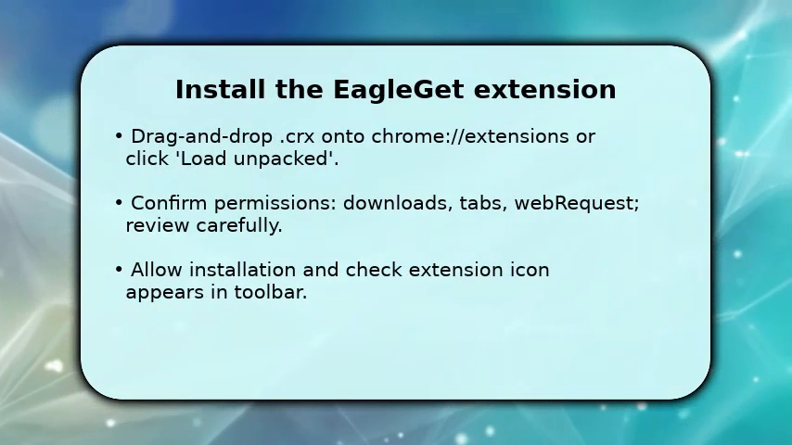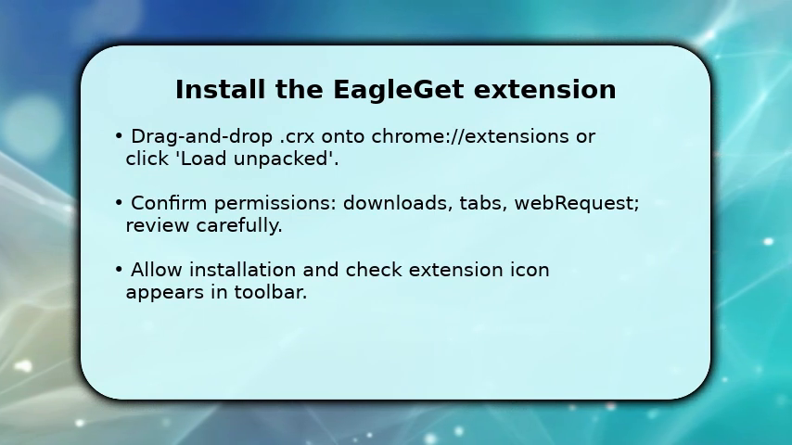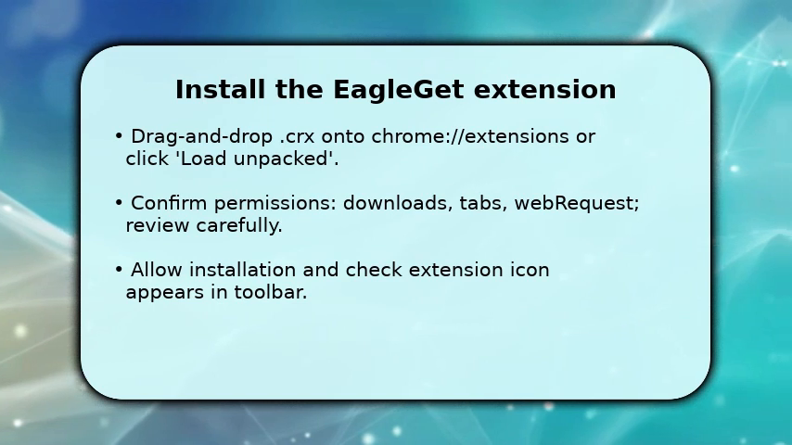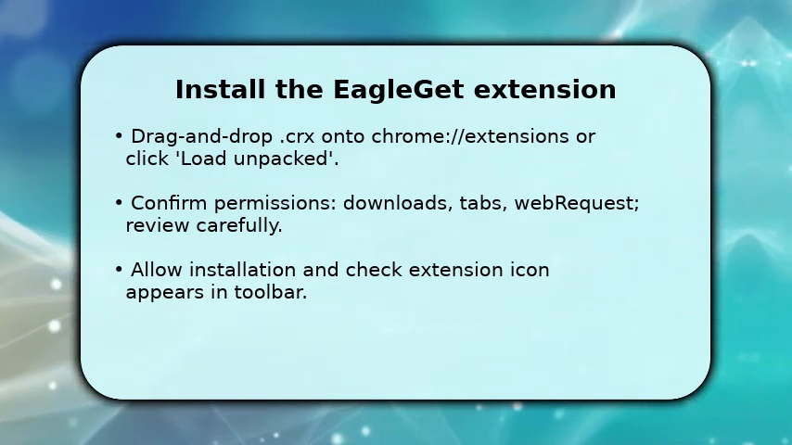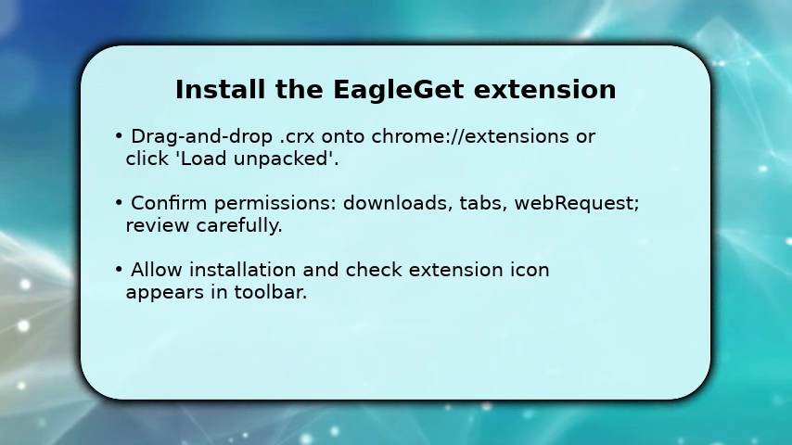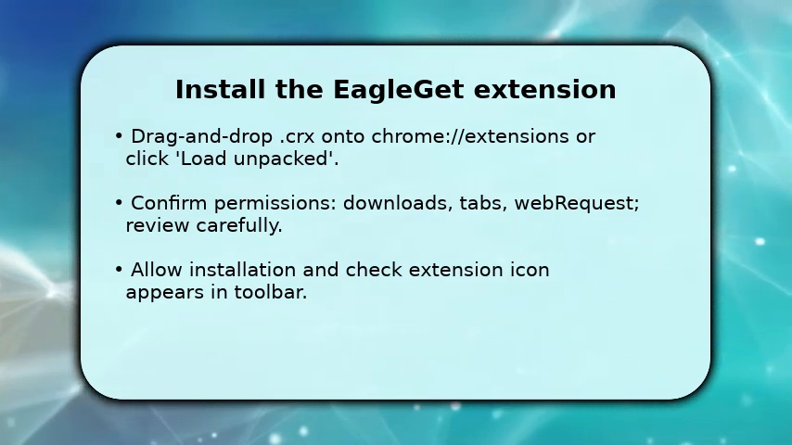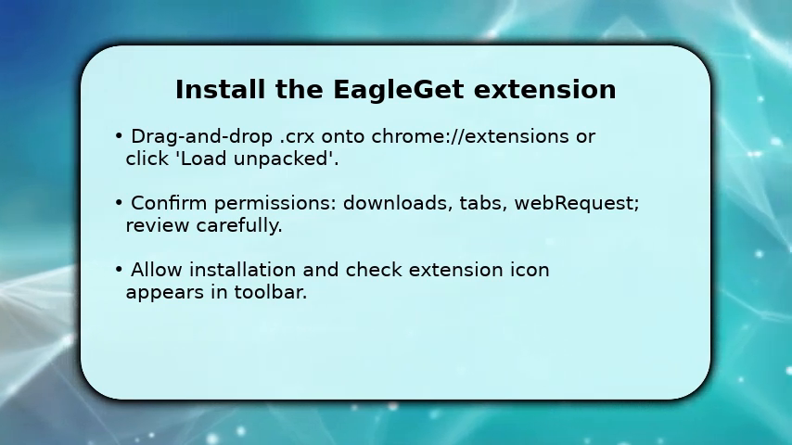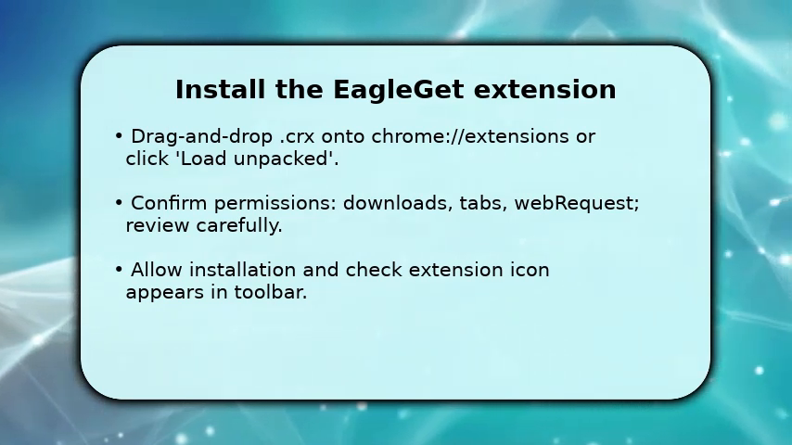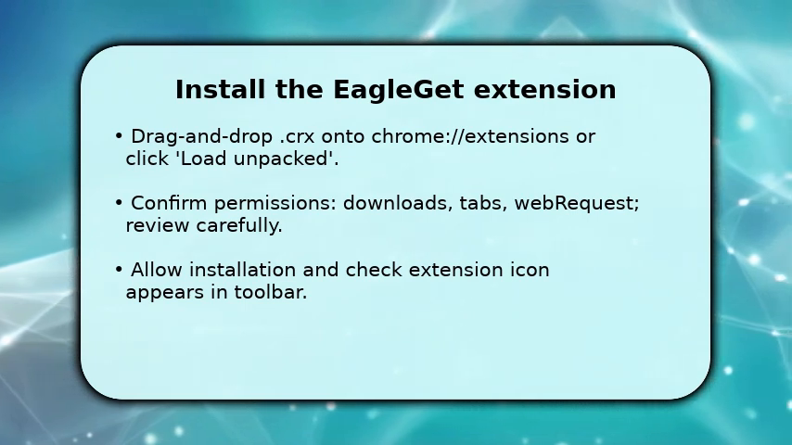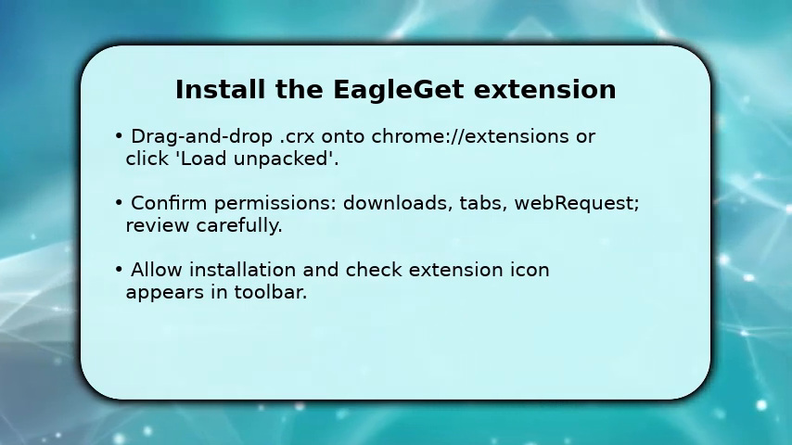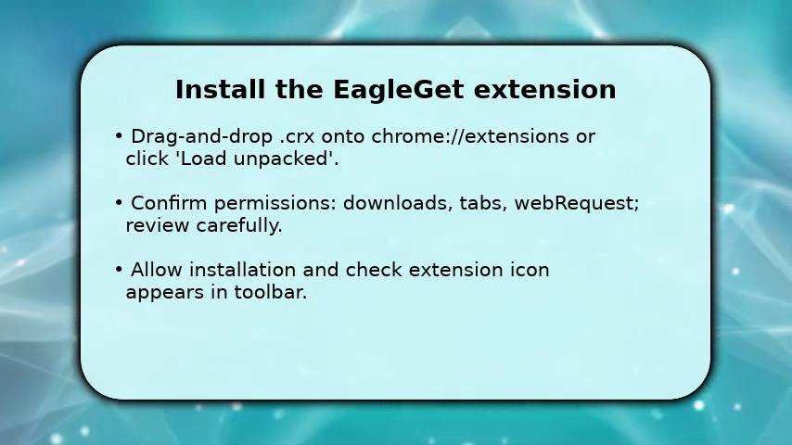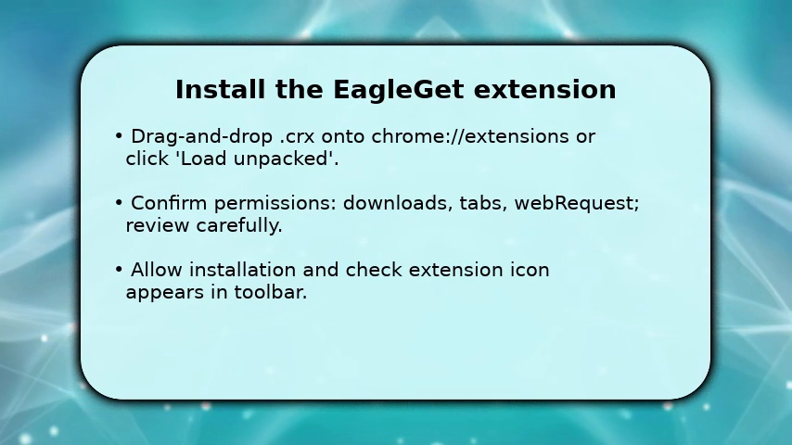You now perform the install step by step. If you have a CRX file, drag it onto Chrome, /extensions and accept the prompts. Chrome will ask to add the extension. If you have an unpacked folder, click Load Unpacked and select the folder so Chrome reads the manifest and resources. Confirm requested permissions, especially downloads and tab access, because Eagleget needs them to intercept and manage downloads. Once accepted, make sure the extension icon appears in your toolbar so you can access its controls.